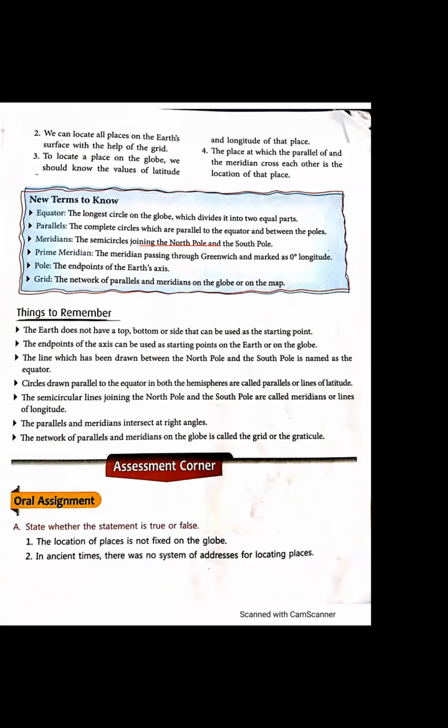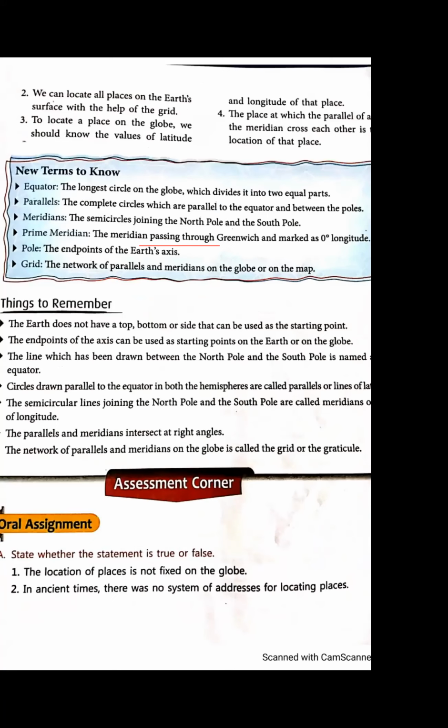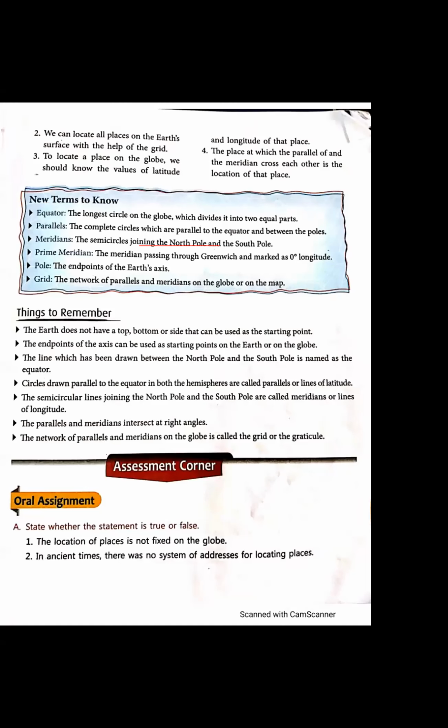Okay. First part is state whether the statement is true or false. First one, the location of places is not fixed on the globe. Is it true or false? Ananya? Ma'am, false. Yes, false. The location of a place is always fixed on the globe. So this is a false statement.